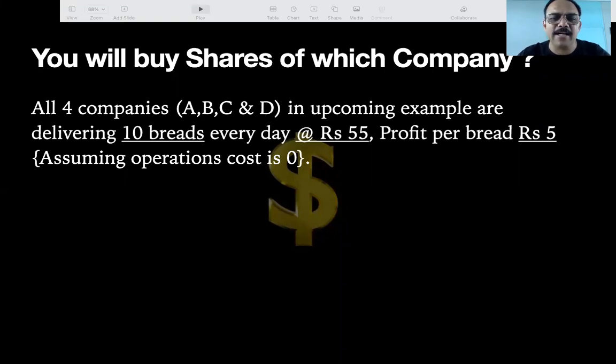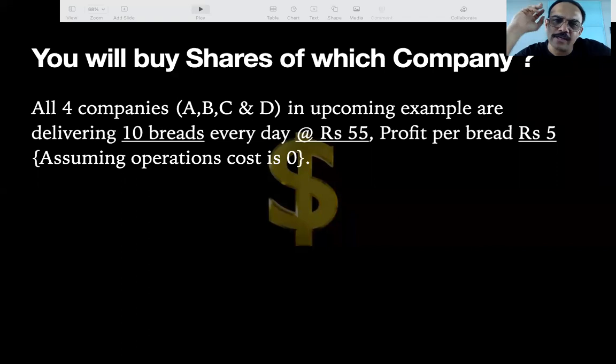Every day in the morning they buy 10 breads from the bakery for 50 rupees. So they go to the bakery and buy 10 breads, 50 rupees per bread. They spend 500 rupees and sell to their customers for 55 rupees. For every bread they are earning 5 rupees. Okay, so that is their profit. They are buying one bread for 50 rupees, selling it for 55 rupees.